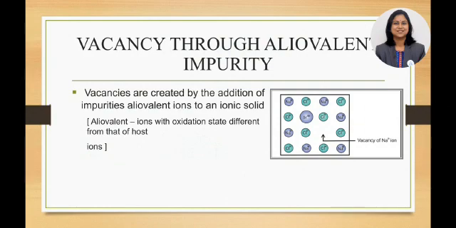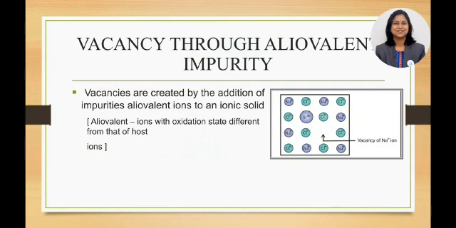Now, observe the diagram. Here, strontium chloride impurity is added to sodium chloride during crystallization. Strontium ions occupy some regular sites of sodium. Now, to maintain electrical neutrality, every strontium ion removes two sodium ions.